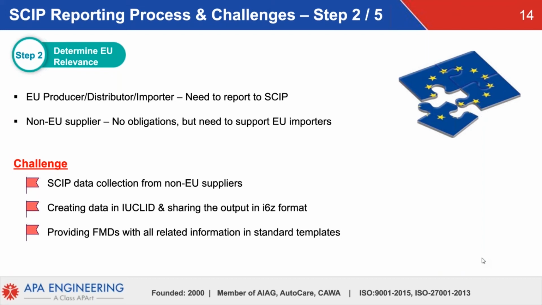Some big challenges are getting the relevant SCIP details from non-EU suppliers, either in FMD, COC, or IUCLID .i6z format, which requires again repetitive follow-ups and validation of the data supplied by the supplier, and one can expect to have a lot of to and fro communications. Next slide.